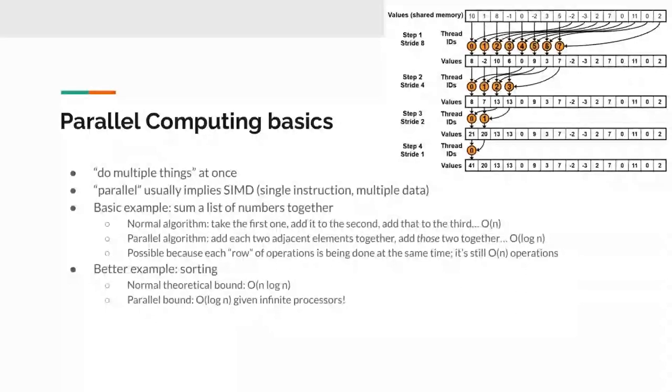So the normal theoretical bound is O of n log n. The parallel bound is O log n given infinite processors. Normally, we wouldn't have infinite processors, but this is SPURB, and we can kind of use some other tricks to simulate infinite processors.